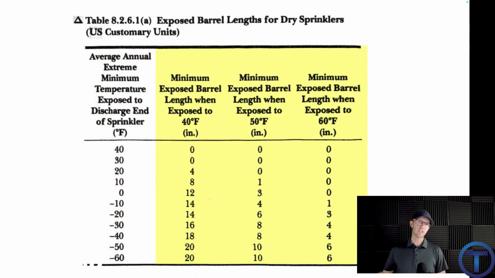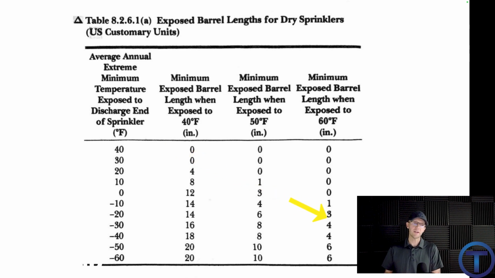Now on the other side here, we have 3 columns, and these are divided into different temperatures. We have exposed to 40 degrees, exposed to 50 degrees, and exposed to 60 degrees. These are going to be the inside temperatures of that wet system. We're keeping them warm enough that they won't freeze, 40 being the lowest that we could do with a wet system. But then the warmer it is, you'll notice here, the shorter the distance that those barrels need to be.